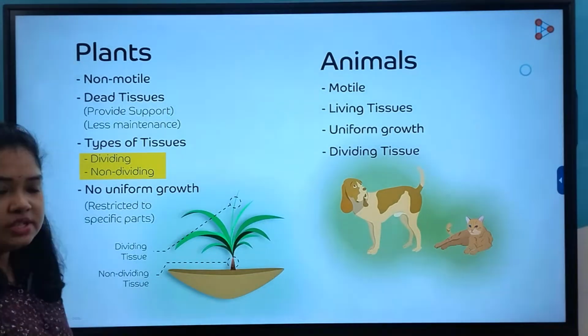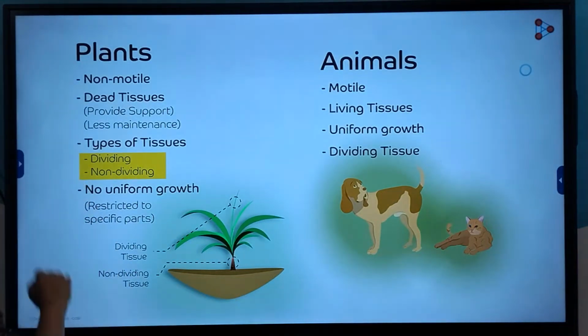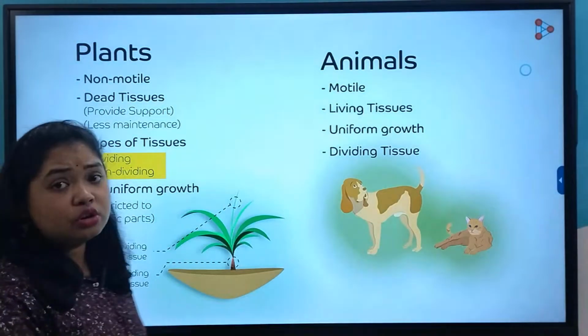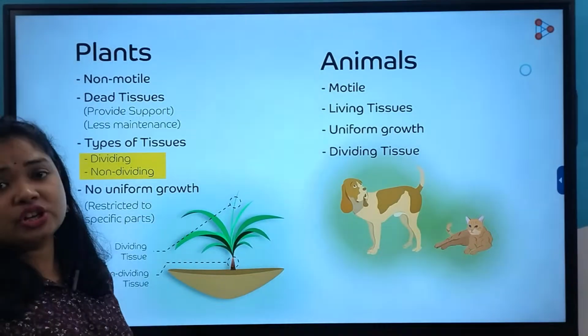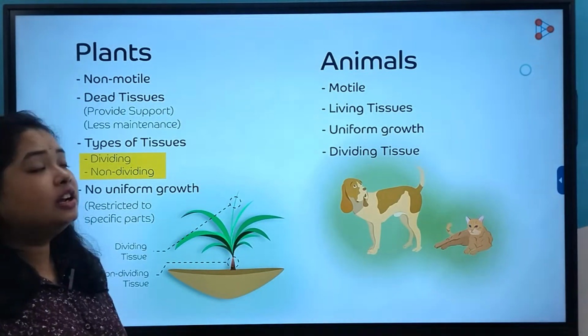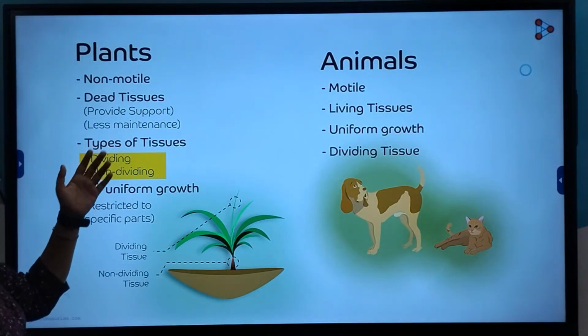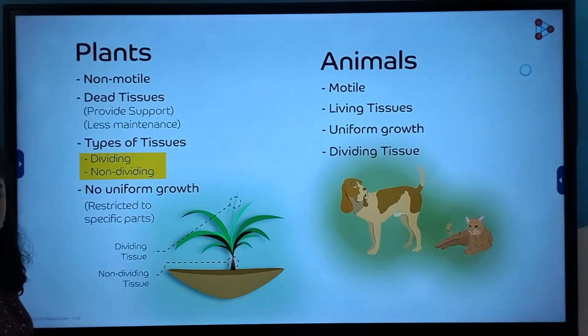So, I am revising once more that plant tissues in most of the cases are dead tissues. Why? Because since plants are non-motile, they do not locomote from one place to another. So, they do not require so much energy. Rather, they require the mechanical support, and also if the tissues are dead, low maintenance can be done with them, right?